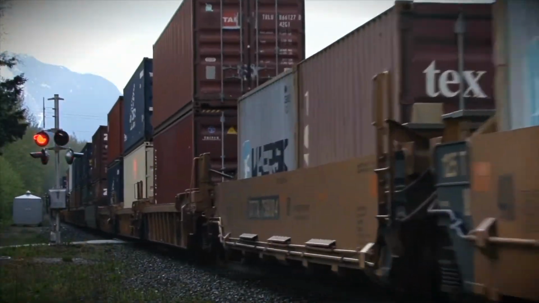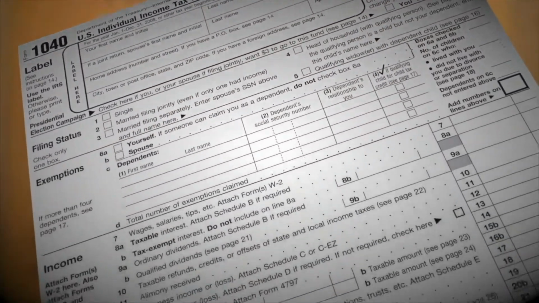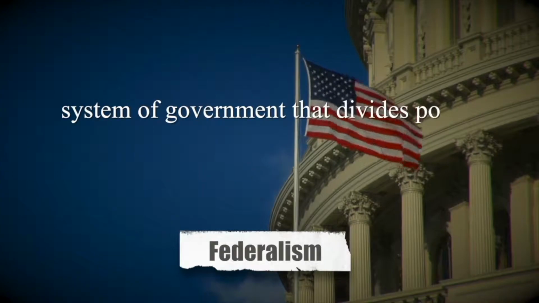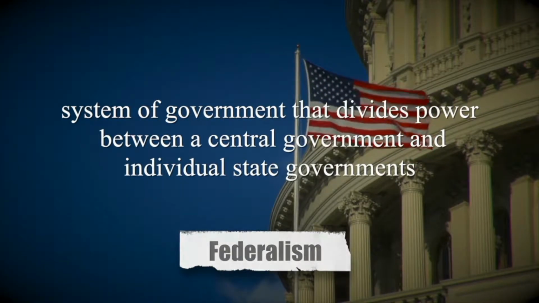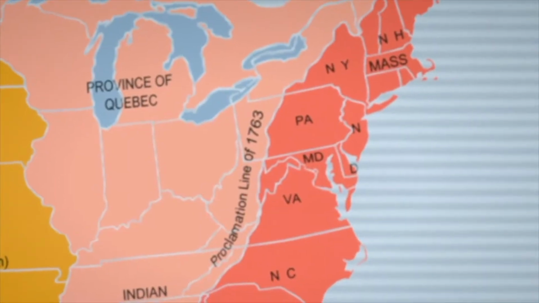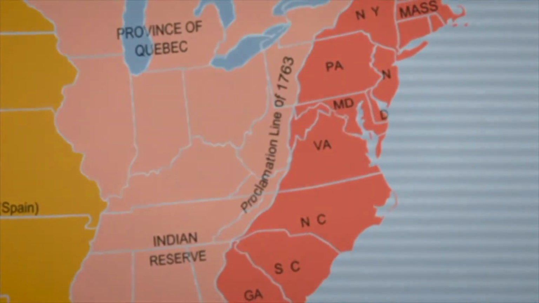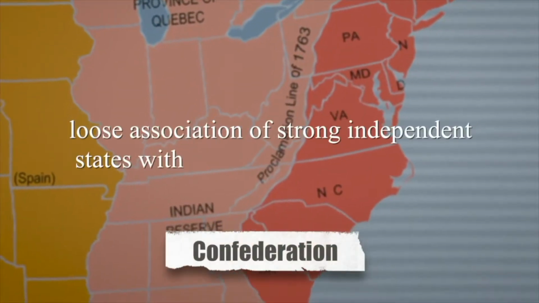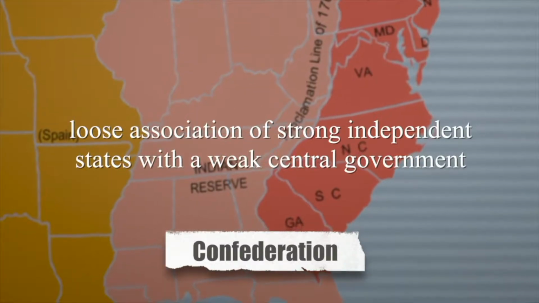Among those powers are the power to declare war, to regulate commerce between the states, but not within a state, and the power to collect taxes. The system of government that divides power between a central government and individual state governments is called federalism. The first government created by the new nation was not based on federalism. It was a confederation. A confederation is a loose association of strong, independent states with a weak central government.